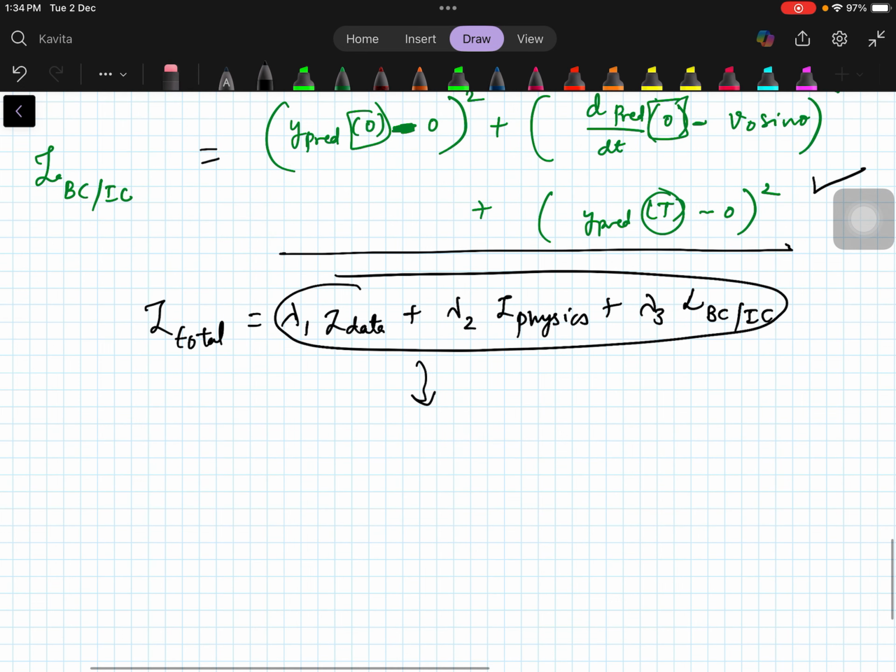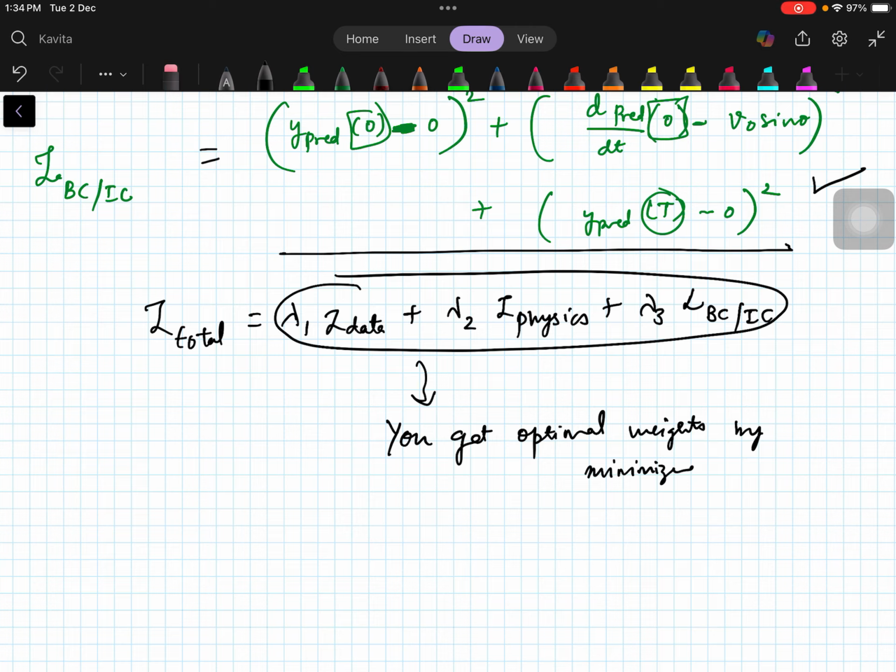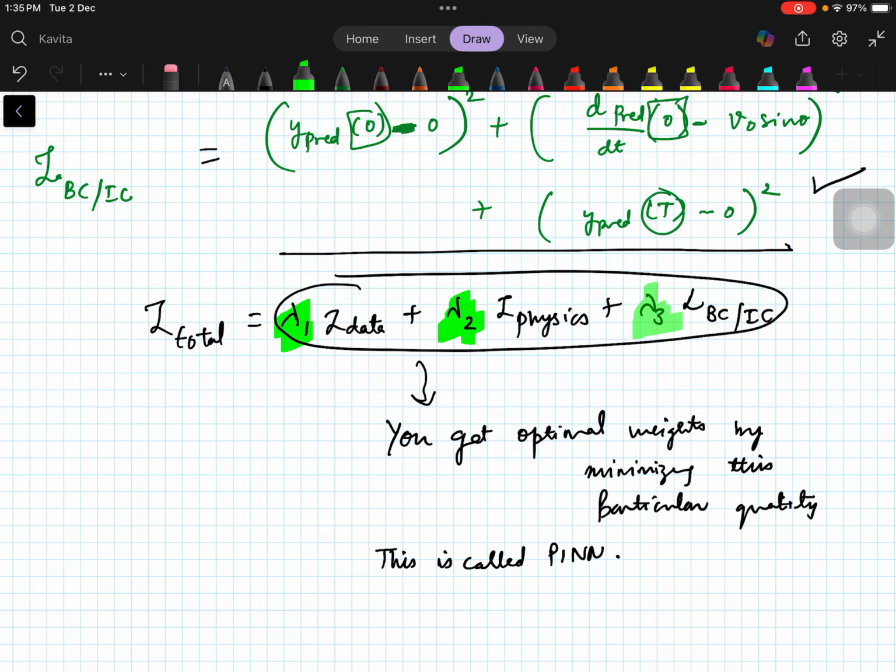So you get your optimal weights by minimizing this particular quantity. Okay, so this is called physics informed neural networks, right? So now what are these lambda 1, lambda 2 and lambda 3? So these are called hyperparameters, right? You already know what hyperparameters are for neural networks. So how are we going to choose them?